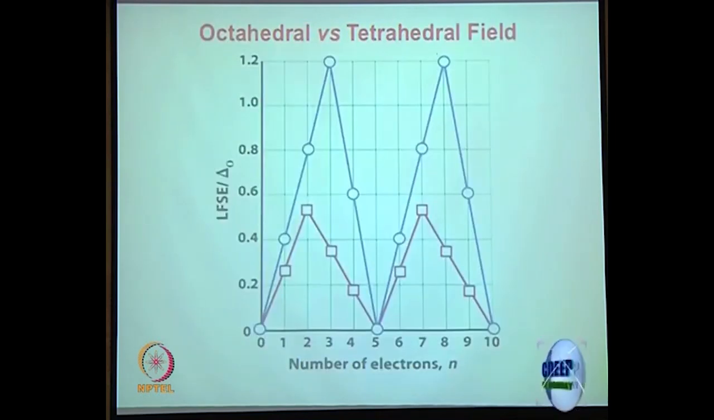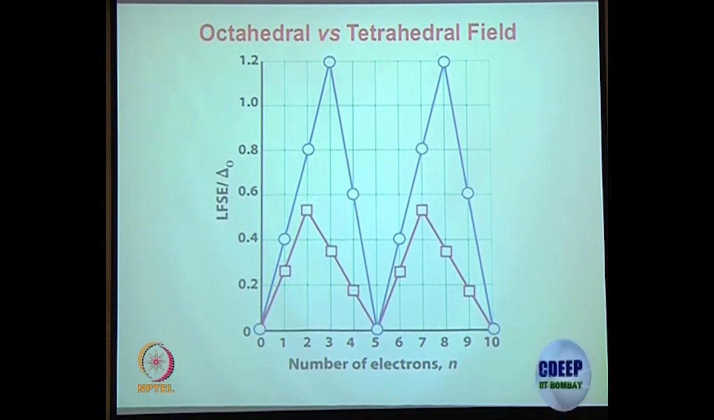If you now compare the stability between octahedral and tetrahedral, if it is 0 electrons, there is no stability. If it is 1 electron in the octahedral case, the blue line is for octahedral, in the ligand field stabilization energy versus number of electrons plot. If you have 1 electron, it is going to be in T2g1 for the octahedral case, and it is going to be 0.4. If you have 2 unpaired electrons, it is going to be 0.8 or 8 Dq, or 0.8 delta 0. We are talking 4 Dq, 8 Dq. If it is 3, it is 12 Dq or 1.2 delta 0.